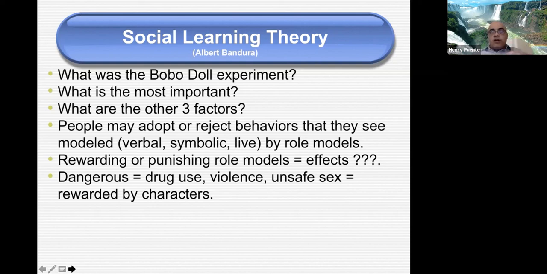In the Bobo doll experiment, the adults either beat up the doll, or they did nothing to the doll. In other words, they just let the doll be. What Bandura discovered was that the kids were apt to imitate the adult. If the adult did nothing, the kids did nothing. If the adults were aggressive towards the Bobo doll, then the kids were also aggressive towards the Bobo doll.